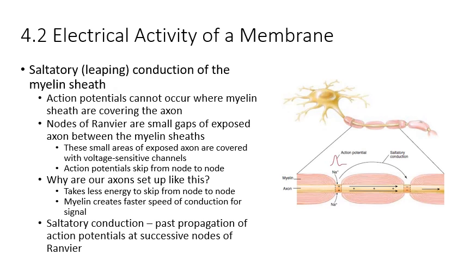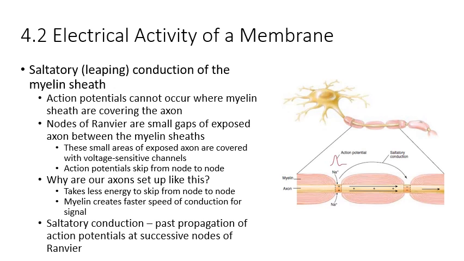And these small areas are covered with voltage sensitive channels, the channels that we were just talking about, and action potentials skip from node to node. So one action potential happens at one node of Ranvier, and that triggers the next one. That's called saltatory conduction. Saltatory means a leaping conduction, so you can imagine it leaping from one node to the other, leaping over these little fatty sheaths.